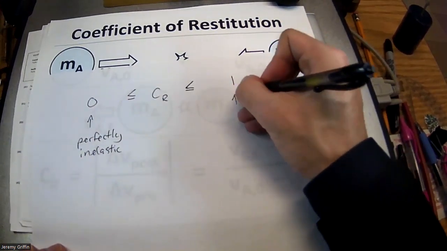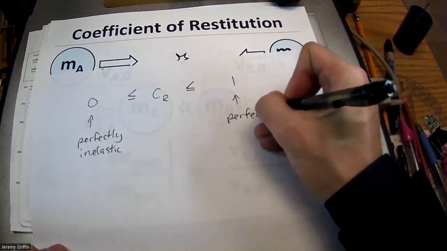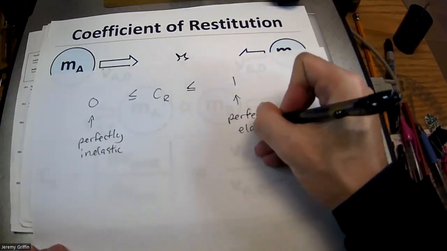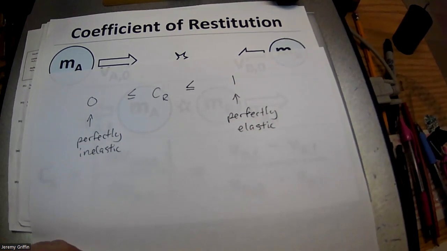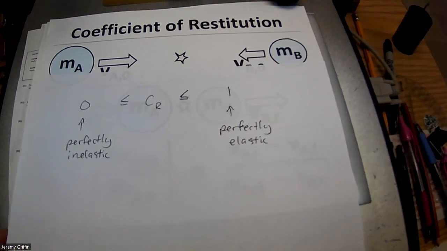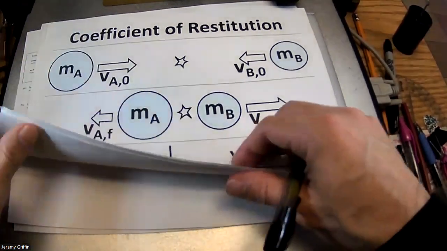And then one is like boing, boing, boing, perfectly elastic. Okay, better. All right, so let's run some numbers here for number 8.